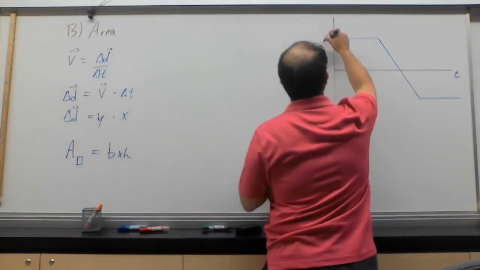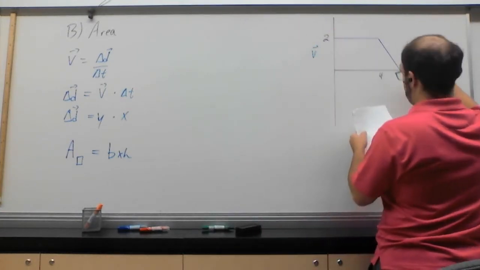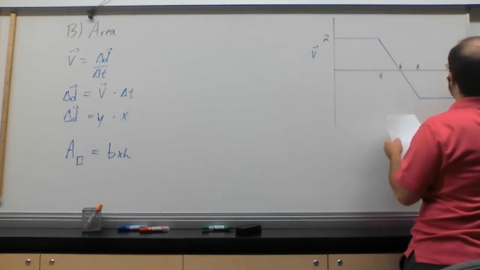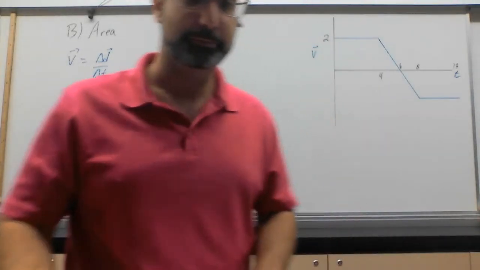So I have chosen, this is going to be 2. This here will be 4. This point will be 6. This point will be 8. And way over here I did 13, because apparently I decided to make things difficult for myself.